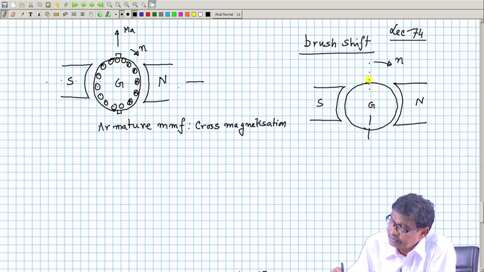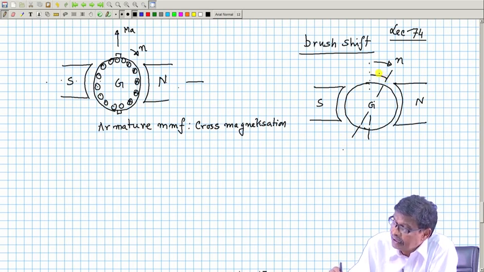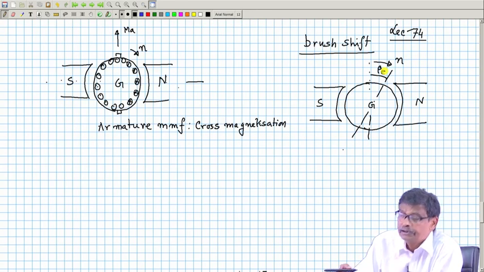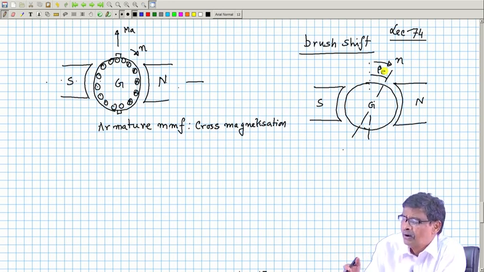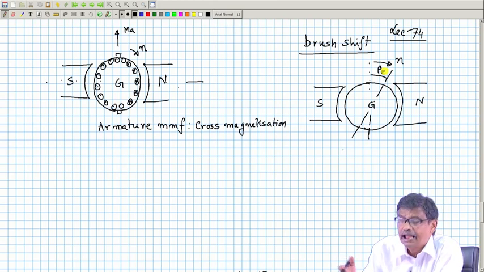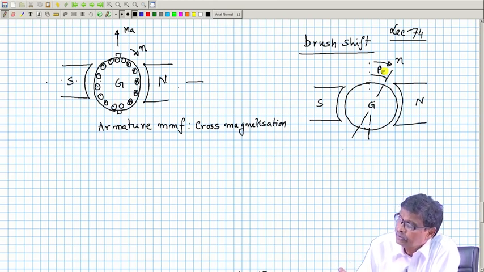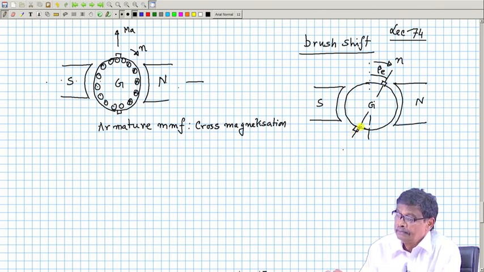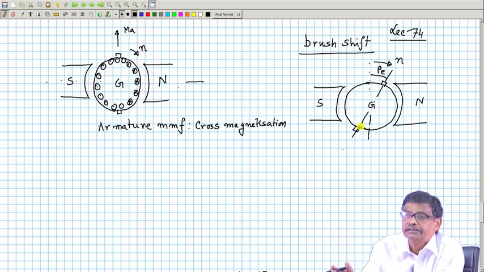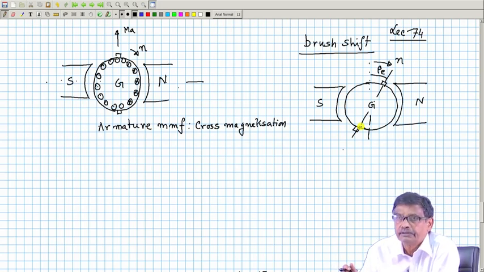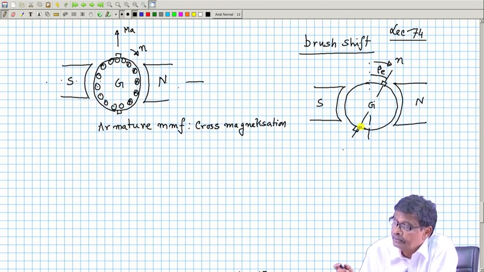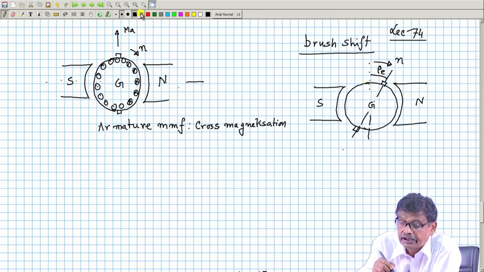Now, the brushes, instead of placing them here, are given a shift by some angle beta electrical. Mind you, it is the representation of a multipolar machine, because under two poles the same thing is going to happen. So, people prefer to always draw a two pole diagram and show all the angles as electrical, that should be clear in mind. So, beta electrical is the brush shift, and the brush is placed here. In case of a generator, the brush shift is given along the direction of rotation. The reason we will easily understand right now. So, this is the thing, and these are the armature conductors.